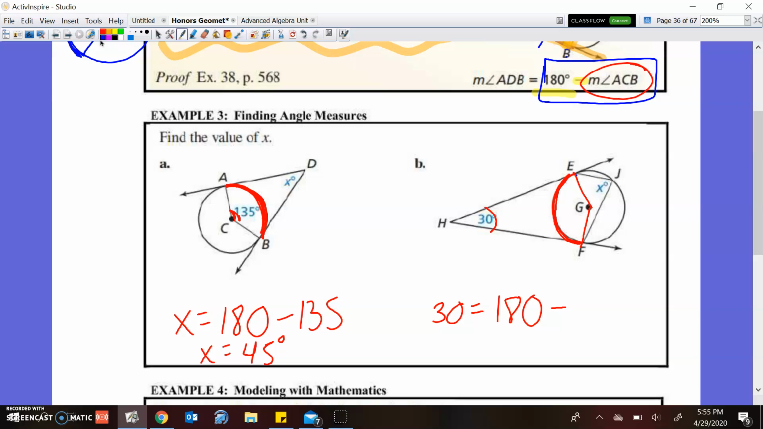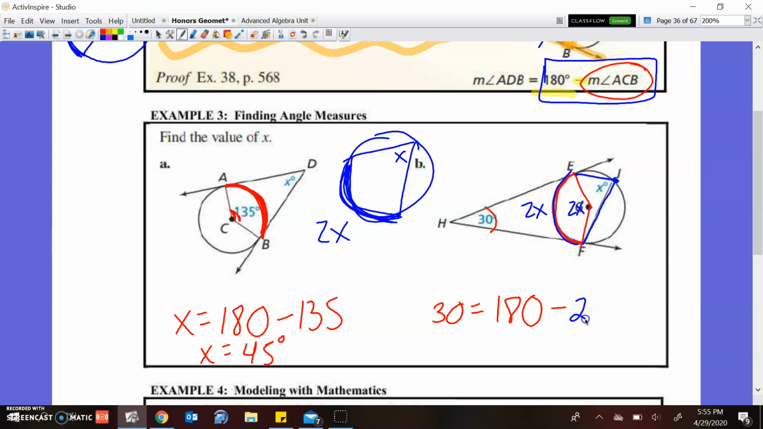They do give me an angle that has its vertex on the circle. Well, remember we said if an angle has its vertex on the circle, if that's x, then this arc here is going to be 2x. So that means that this arc here, that intercepted arc, is 2x. So now that means that this central angle has a value of 2x as well. So I can say 180 minus 2x. Subtract 180, I get negative 150 equals negative 2x, so x is equal to 75.